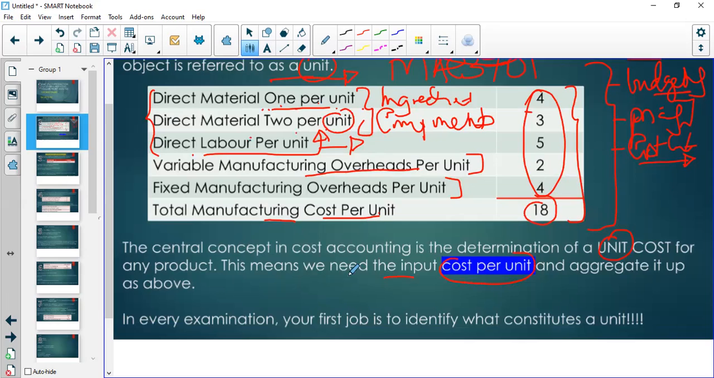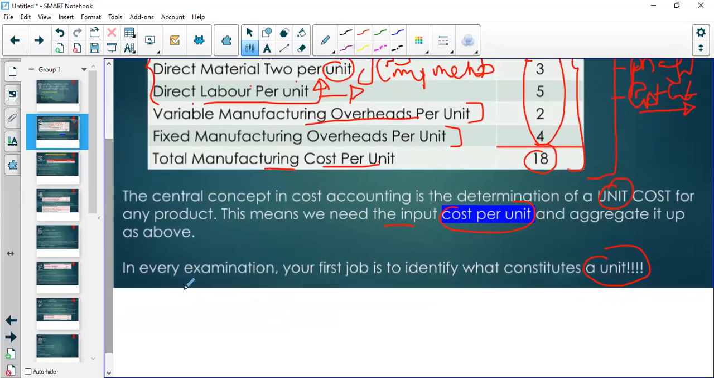So when you get into your assessments, one of the first things that you need to check is to identify what constitutes a unit. So a unit could be a 25-liter bucket of paint. All right. Okay. So identifying a unit is essential, is crucial, because everything that you have to do, you have to adjust to the cost of a unit.